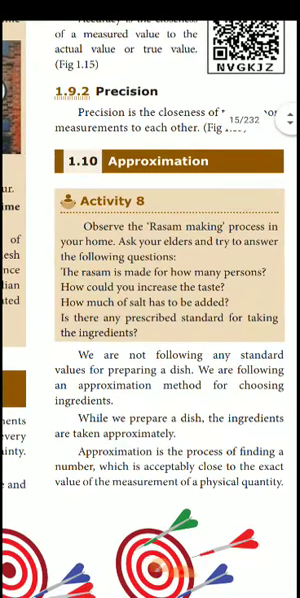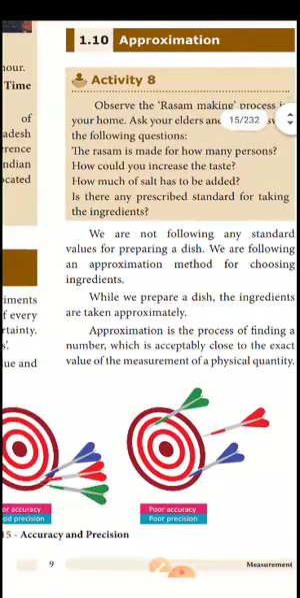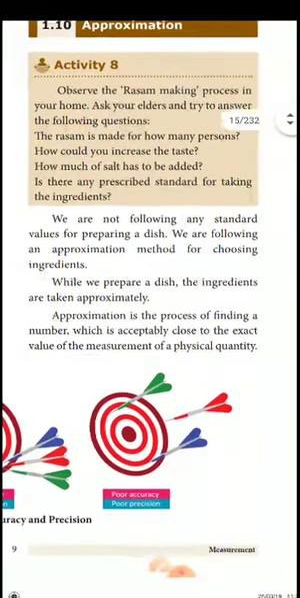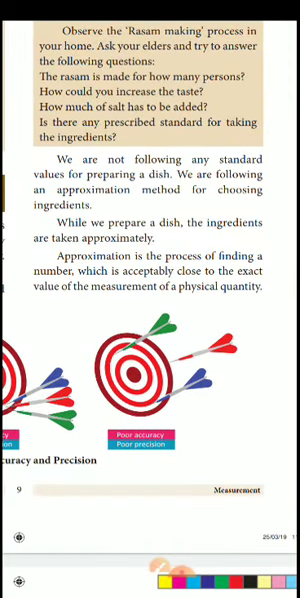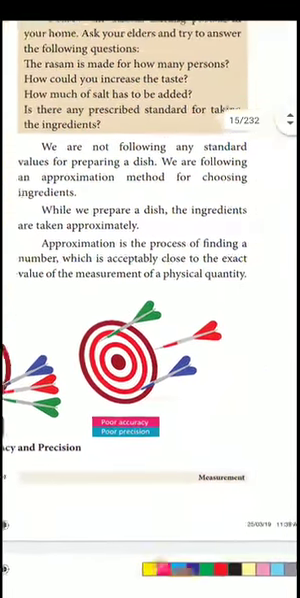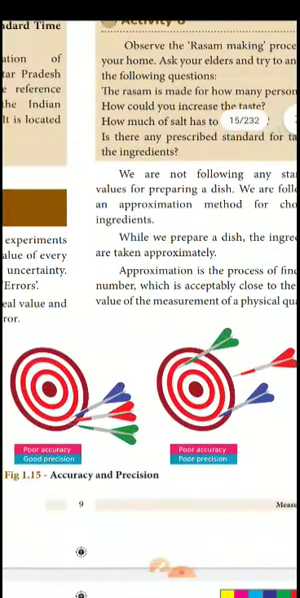When preparing a dish, we are not following any standard value. We follow an approximate method for choosing the ingredients, and the ingredients are taken approximately. Approximation is the process of finding a number which is acceptably close to the exact value of the measurement of a physical quantity.